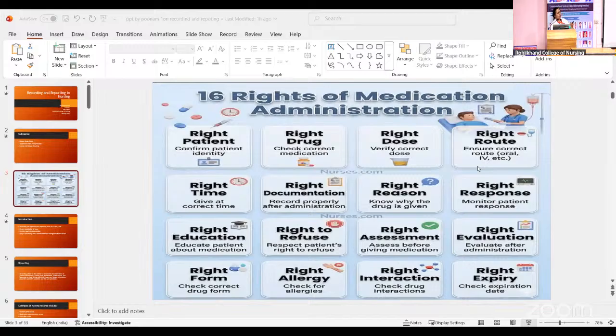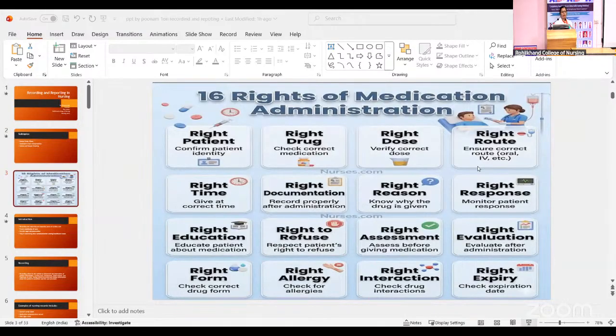If the patient refuses to take an injection, what do you have to do? You have to document that thing. We have to take negative consent of the medication. Negative medication consent to be taken from the patient with sign and signature, with witness and with the doctor.